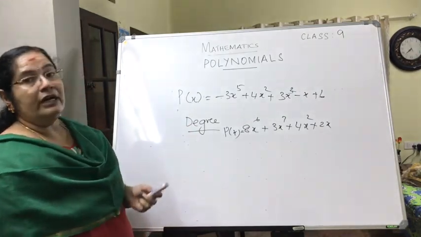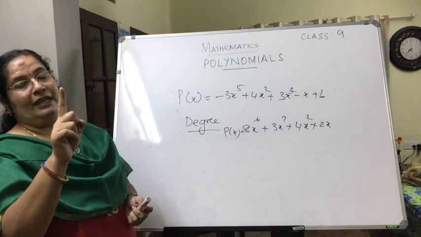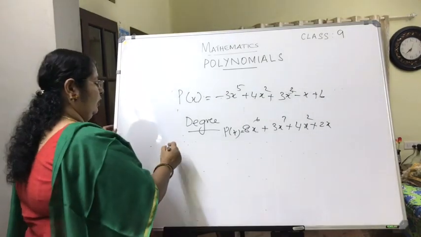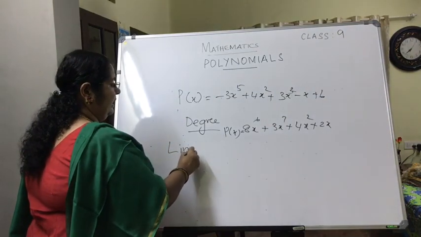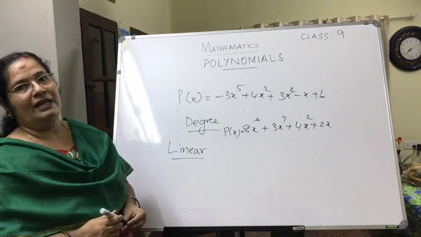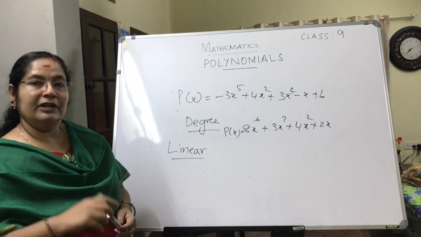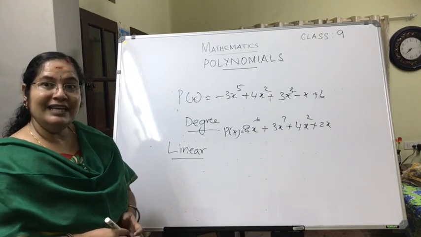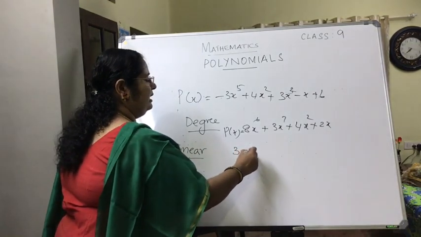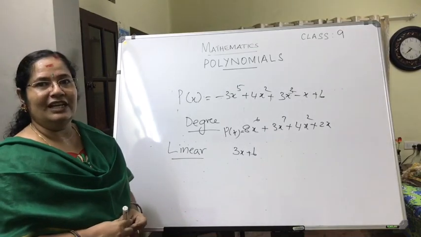If it has a degree 1, that is the highest power is only 1, then we call it a linear polynomial. See, in class 8 and 7 you have learned about linear equations. You remember? What is a linear equation? Just give an example for a linear equation. Say 3x plus 6. It is a linear equation.